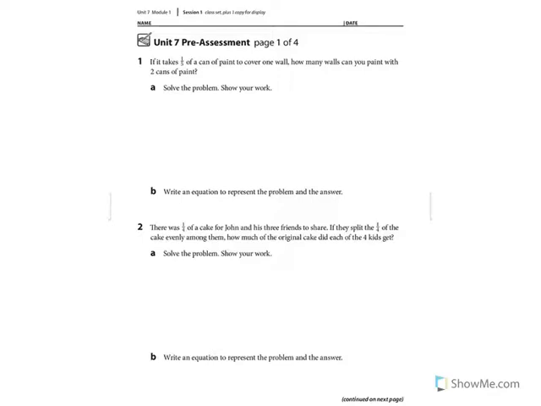For your final review of Unit 7, we will move quickly through the pre-assessment. Please pause often and make sure you go back and check your work.